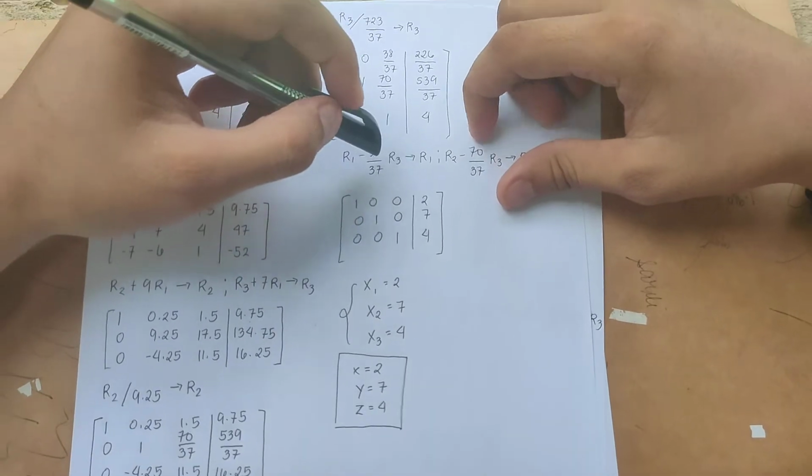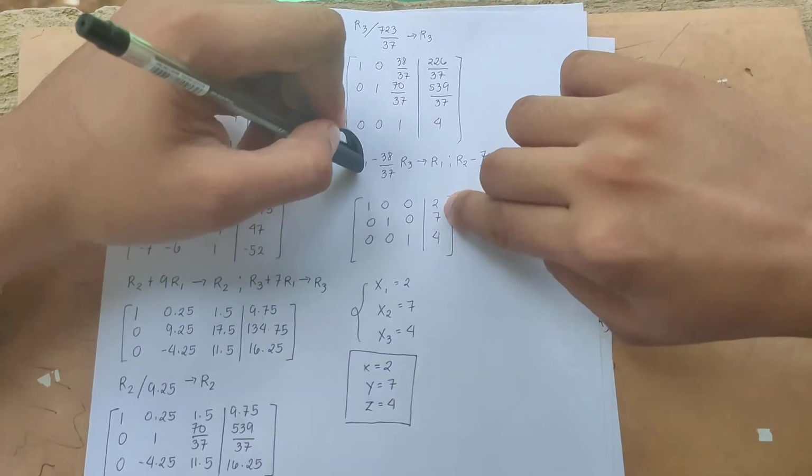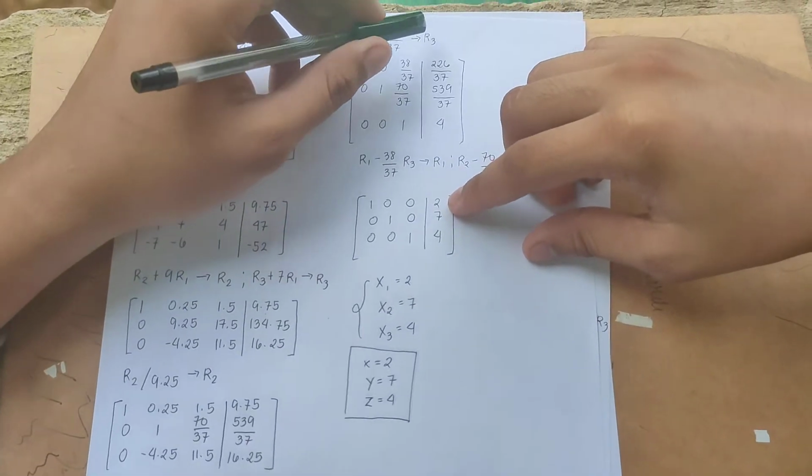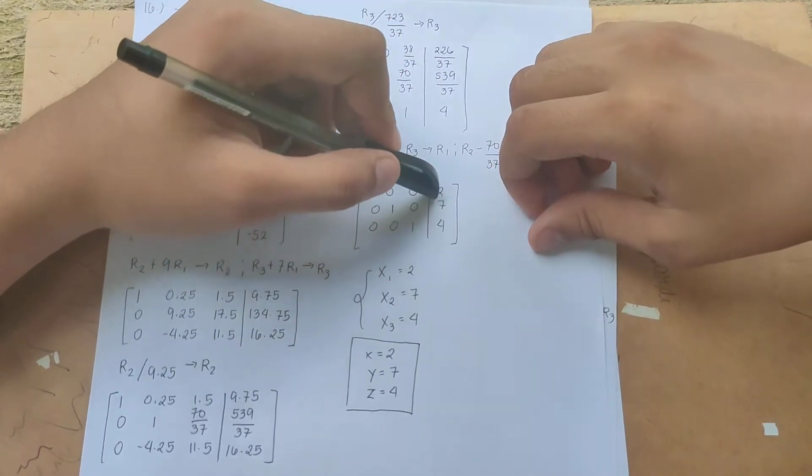R1, our R1 is 2 minus 37/37 times 226/37. Ang sagot is 2.